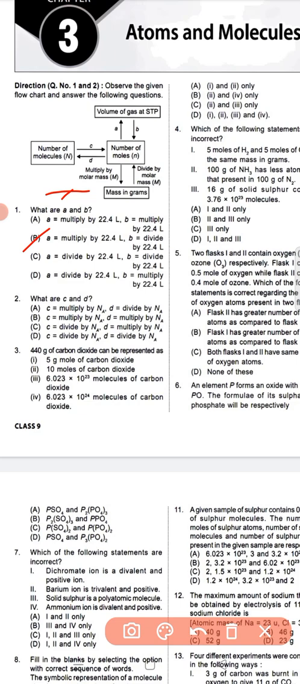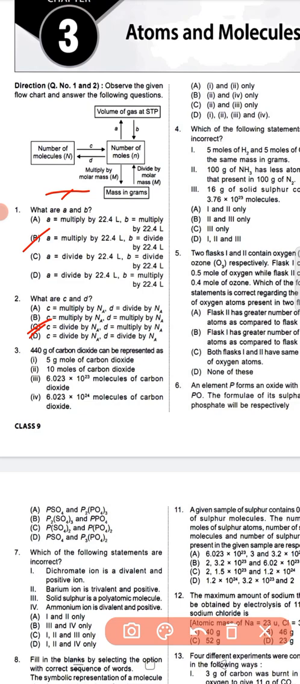Next, what are C and D? C divided by Na gives the number of moles, and D, number of moles multiplied by Na, gives the number of molecules. So 2C is the correct answer. That is, 1B and 2C.